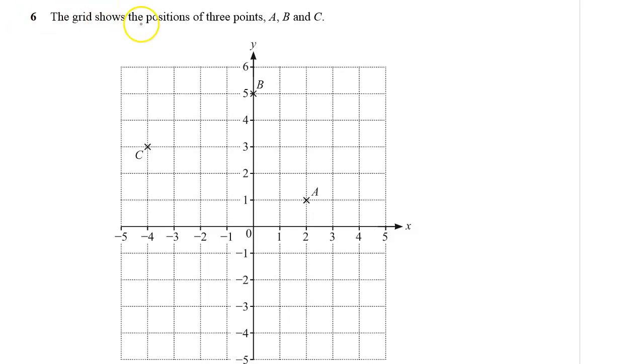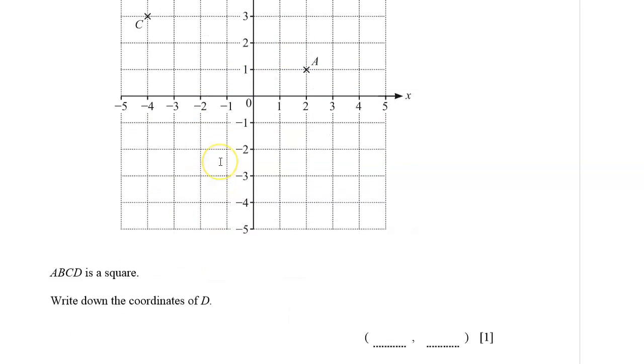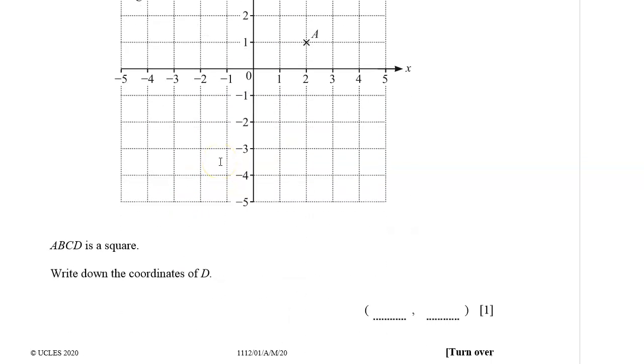The grid shows the position of 3 points, A, B, and C. Okay. And so A, B, and C we have shown there. Write down, ABC is a square. ABC is a square. Write down the coordinates of D.